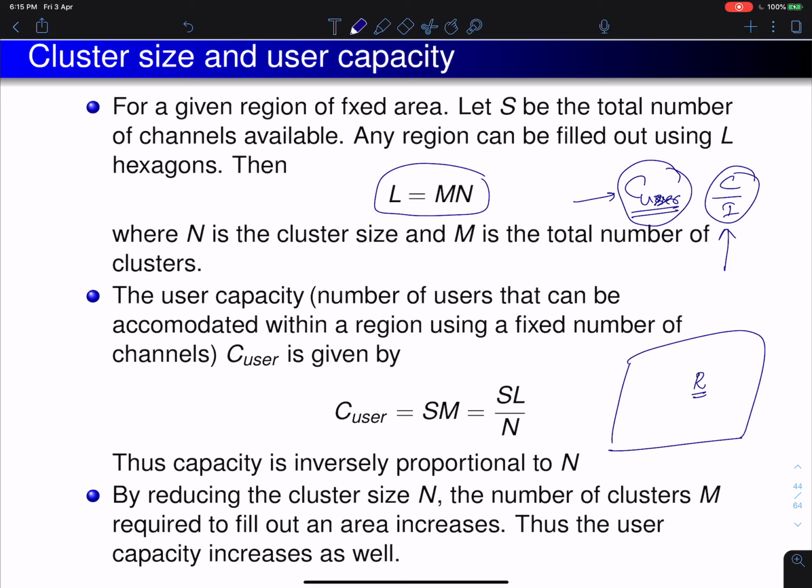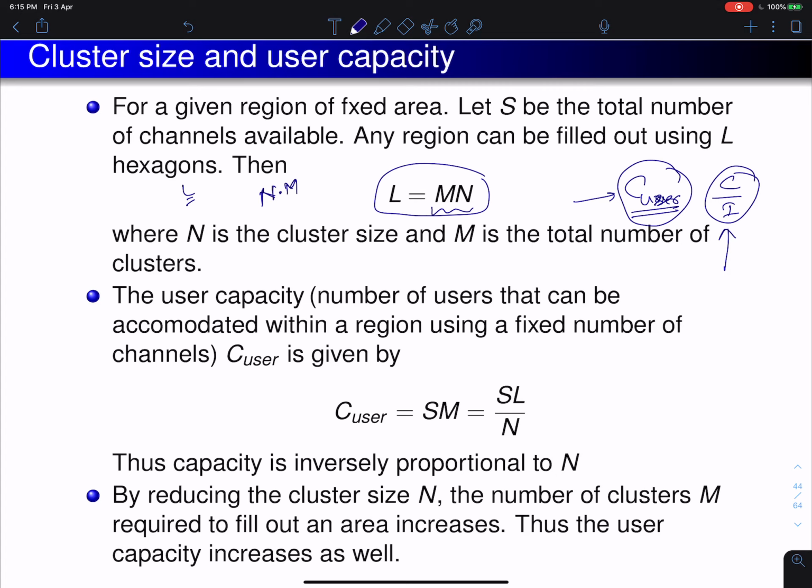I'm calling that fixed number of hexagons L. Once you fix the cell radius, the number of hexagons you need to fill out a given area is fixed. That capital L is nothing but, if you know the cluster size N, that will be N cells in one cluster, and you have M such clusters. So the total number of cells will be M into N. So L is equal to M into N.